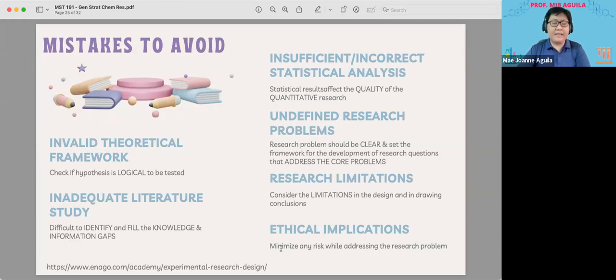And then lastly, ethical implications. It is nice to start them young, your high school students, to think about risk in the things that they do.